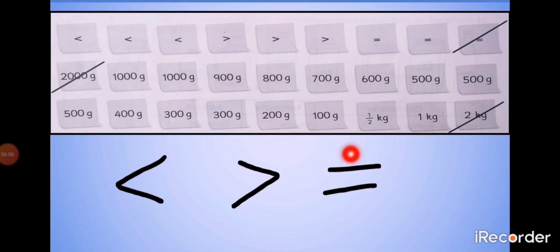Now the third sign is equal to. Is equal to means the quantity or the numbers on both sides are the same, or the answer of both number statements on both sides is the same. So we'll put the is equal to sign. They are equal to each other. The numbers on both sides are equal to each other.